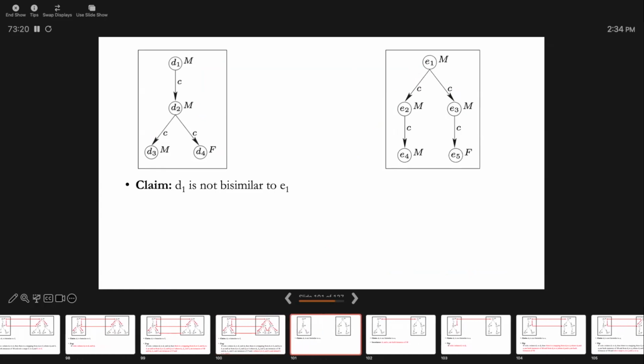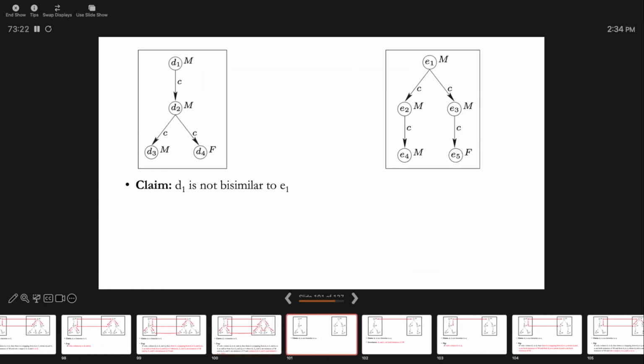That's an example where these two structures were bisimilar. These two instances, these two nodes, are bisimilar. They have the same structure coming out of them. Let me give you an example when that does not happen. I'll claim that D1 is not bisimilar to E1. Intuitively, you should be able to see this. The structure here, D1 is pointing to D2, which is pointing to D3 and D4.